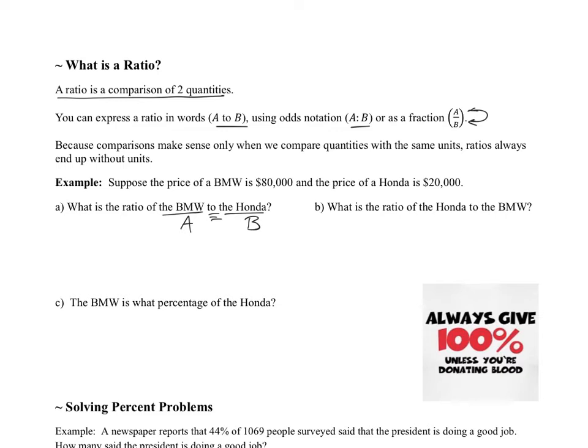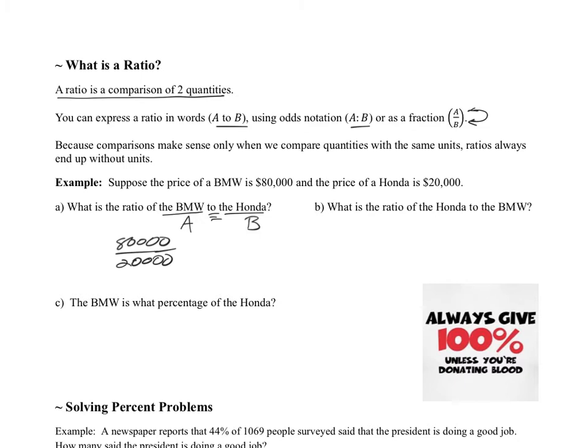So let's see. I think the easiest way to do this, if we're trying to actually find the ratio between these two, is just to use a fraction. So the A would go on the top and the B would go on the bottom. Because the A is BMW, we will put 80,000 on the top, and we will put 20,000 on the bottom because the B is the Honda.